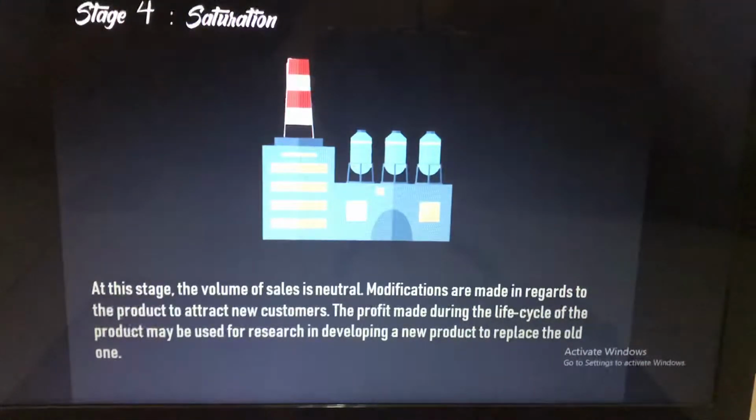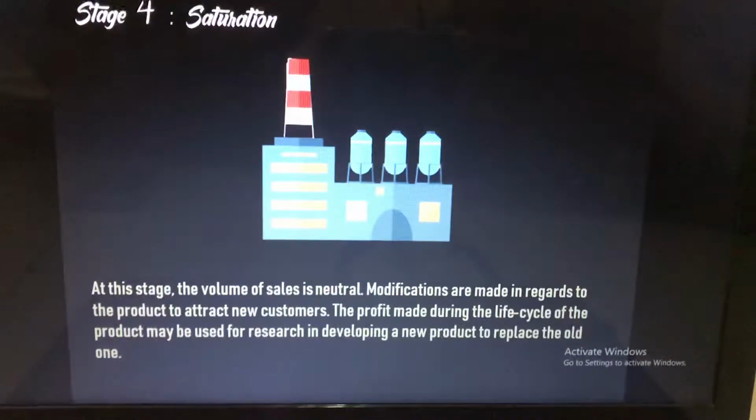For example, as we can see, Apple is creating new products, from iPhone 4 to iPhone 11 Pro, which is very good and gives a lot of benefits to the consumers. So it will eventually change the mindset of the consumers to buy the product.